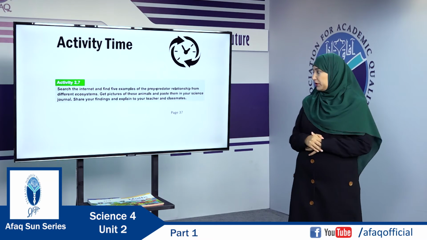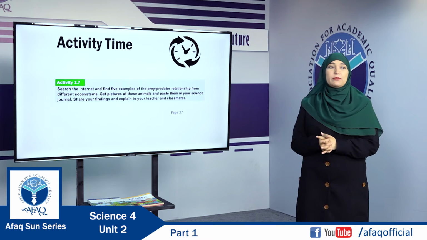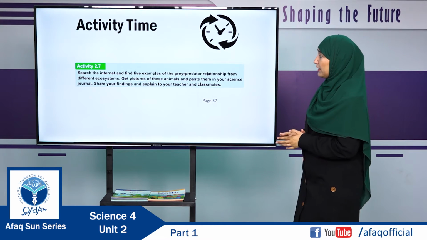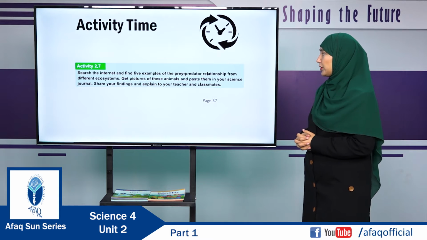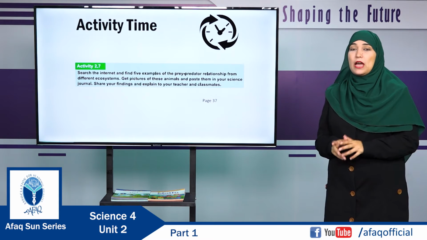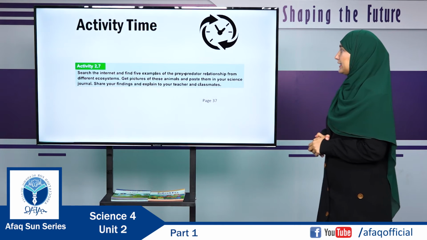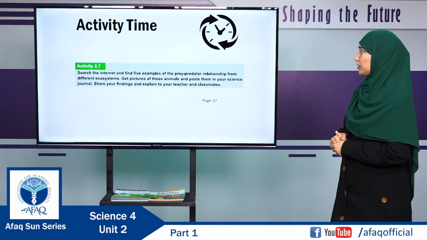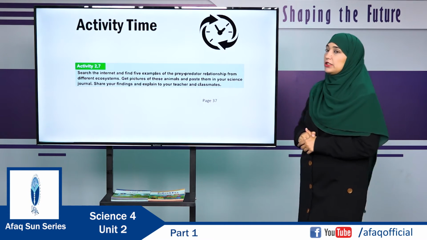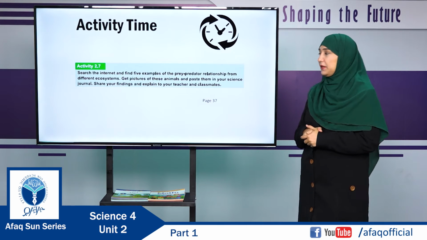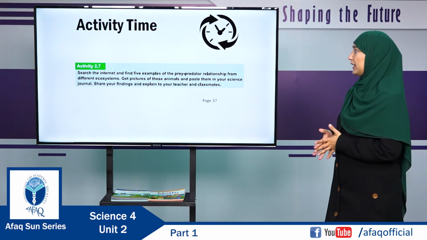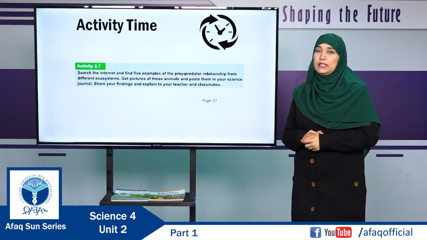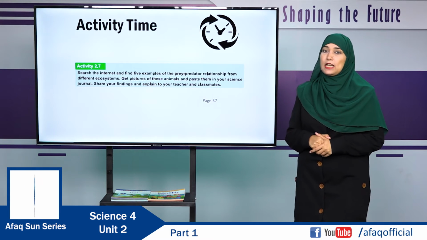Okay students, now open your book page number 37. An activity is given there. Read the statement, search the internet and find 5 examples of the prey-predator relationship from different ecosystems. You have to search the internet and find examples of predation in different ecosystems. Get pictures of these animals and paste them in your science journal. Share your findings and explain to your teachers and classmates. You have to solve this activity and show this to your teachers and classmates.